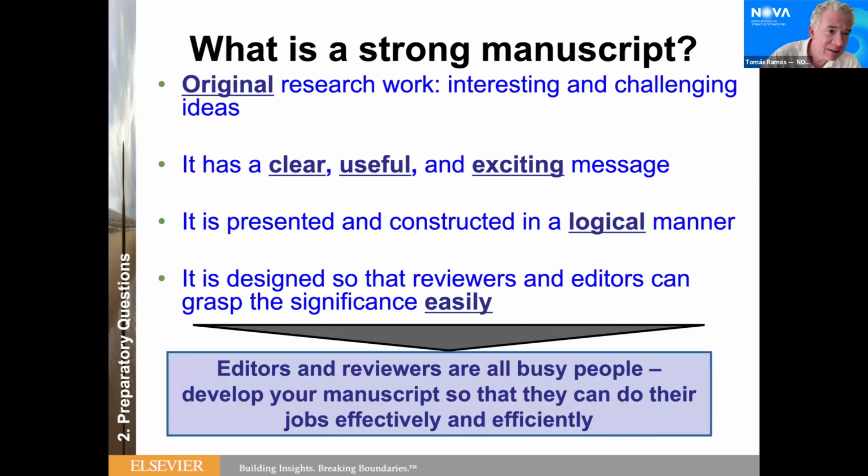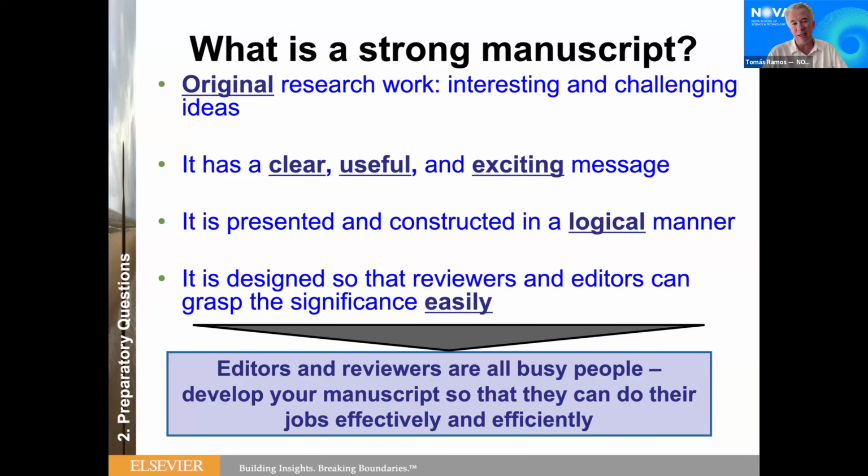So what is a strong manuscript? Well, a strong manuscript is the one that is supported by original research work, that is interesting. I mean, we should make our research interesting and, you know, in a way that people like to read, people have a clear understanding of what we are doing.